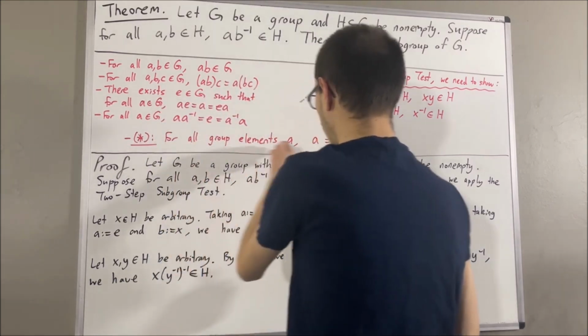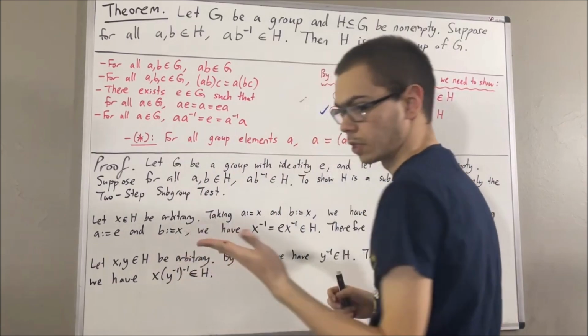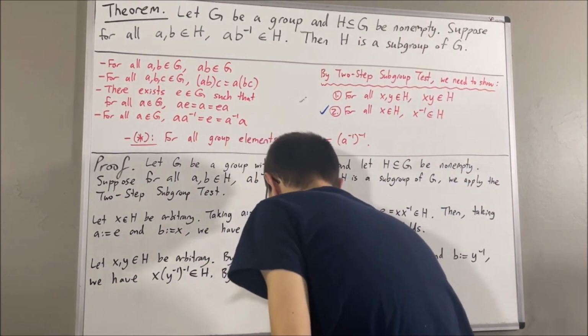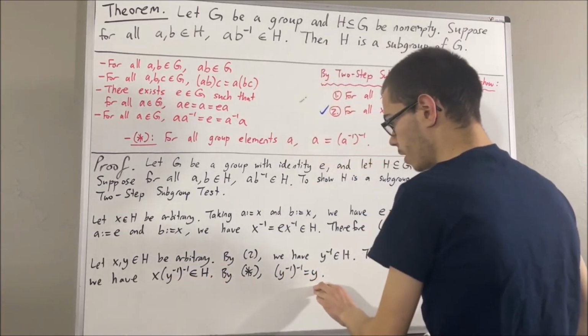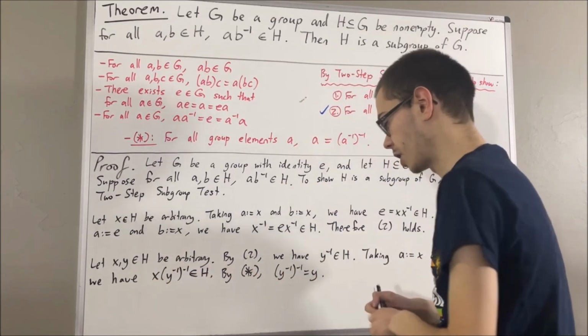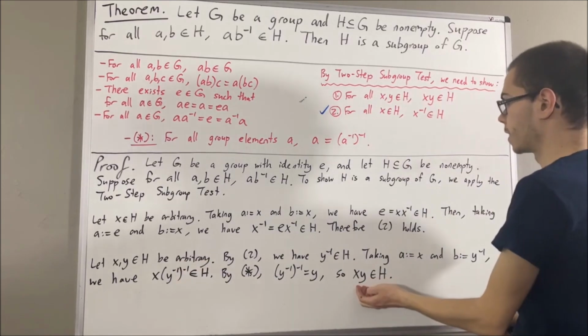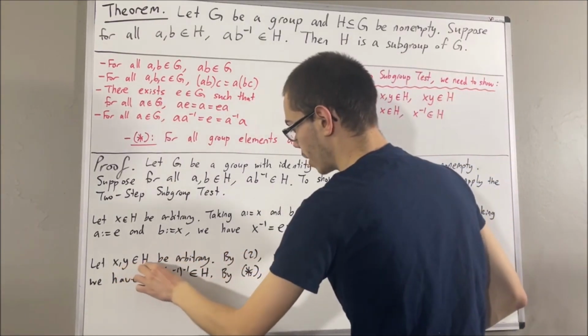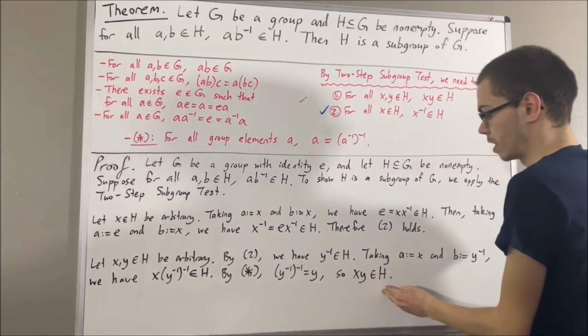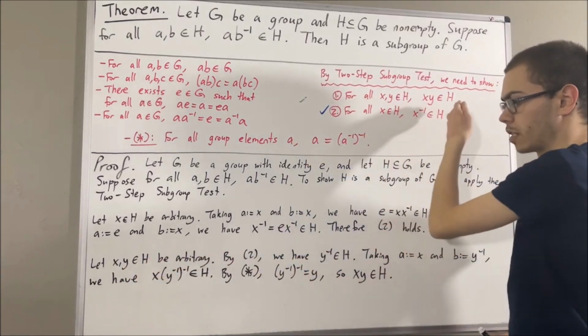But by star, we know that the inverse of y is equal to y. So then we can substitute the inverse of y with y, so that tells us x times y is an element of H. And that is exactly what we wanted. So we have shown if x and y are any two elements of H, it follows that x times y is an element of H. So we have verified that condition 1 is true.